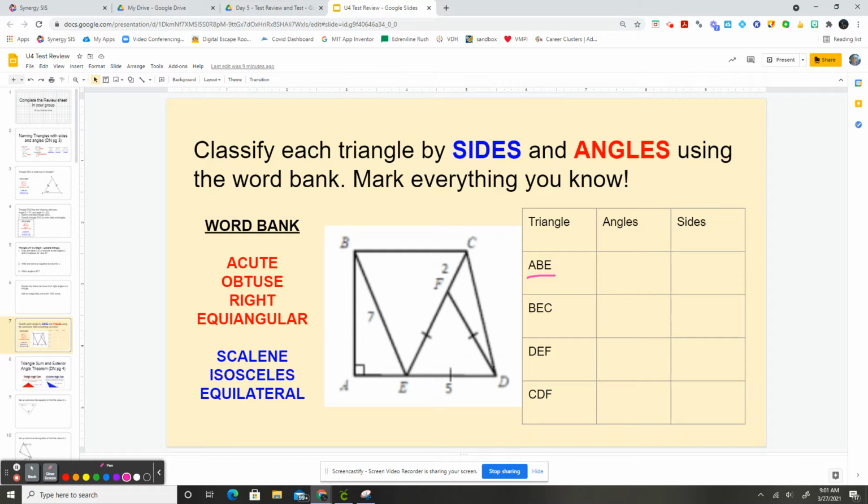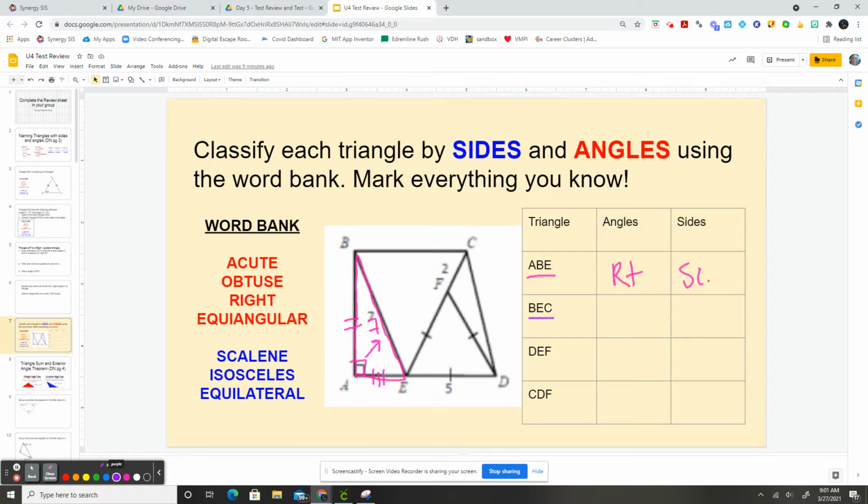So triangle ABE, ABE is definitely right. You can see the right angle. This side is 7. We don't know what these other two sides are, but because this is a right triangle, the hypotenuse always has to be the longest side. So we know this is going to be something different. And then visually, this is obviously something different. So this is scalene.